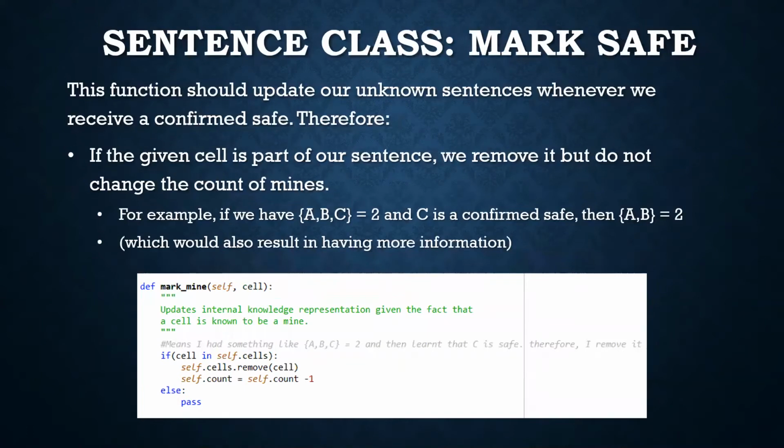Similarly, our mark safe function will also remove the cell from the sentence, but will not update our count of mines. So for example, our set A, B, and C with a count of 2, when removing the cell C that happened to be safe, results in the sentence A and B with a count of 2, which itself is also giving us more information, but we will be looking at this further on.